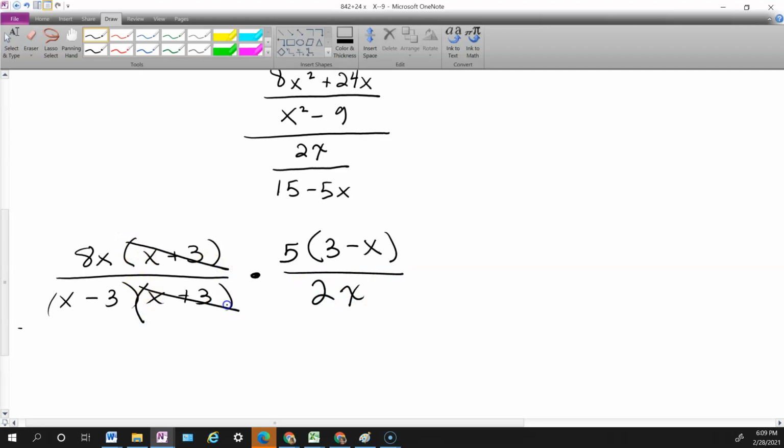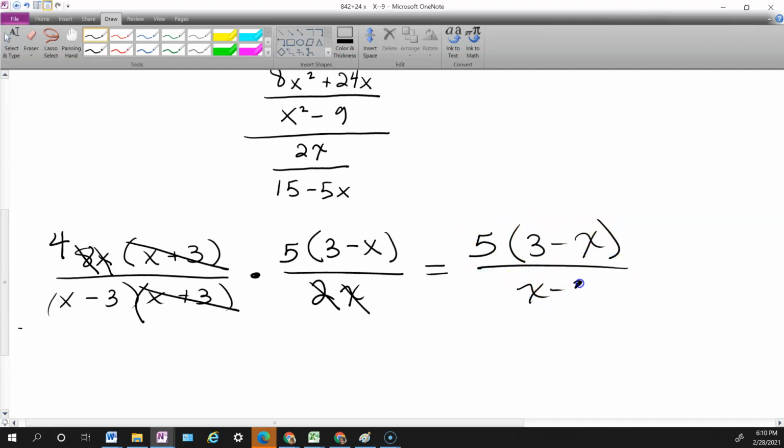So let's go ahead and cancel out the things that are easy to cancel out. x minus 3, x minus 3, I can pull a 2 out of my 8 so that I'm left with 4 up here. Also get rid of this x and this x. So now I'm left with 5. I'm going to rewrite this. I don't have to save paper or anything. So it's 5 times 3 minus x over x minus 3.